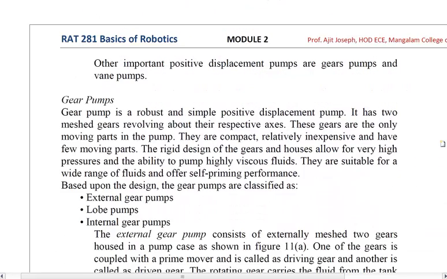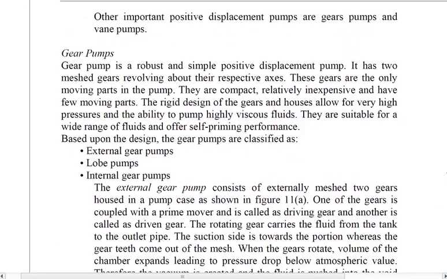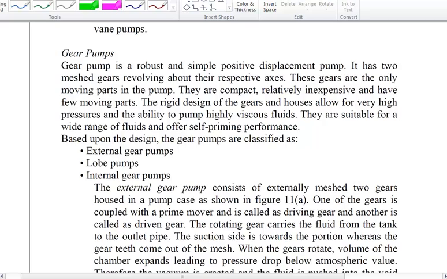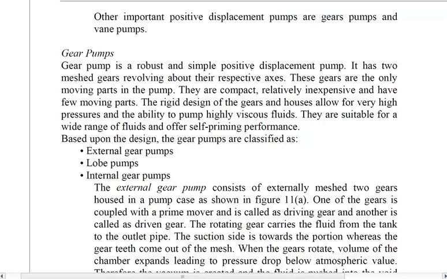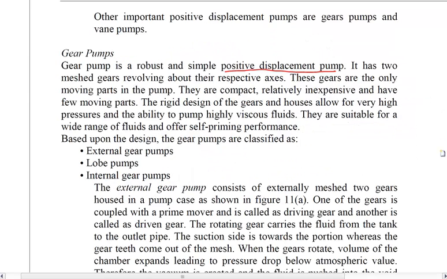One of the important ones is gear pumps. Gear pumps are the best example of a simple positive displacement pump, not the centrifugal pump. It is the positive displacement pump, or the second kind that we have studied here, which is the reciprocating pump. The gear pumps are of two types: external gear lobe pump and internal gear pump.